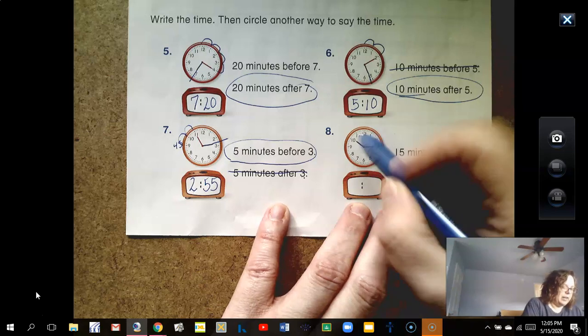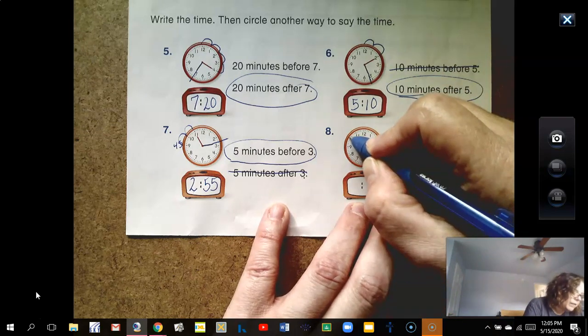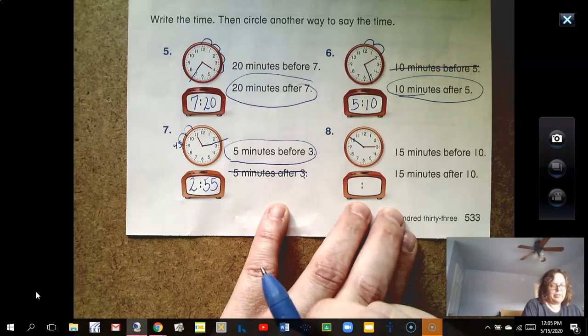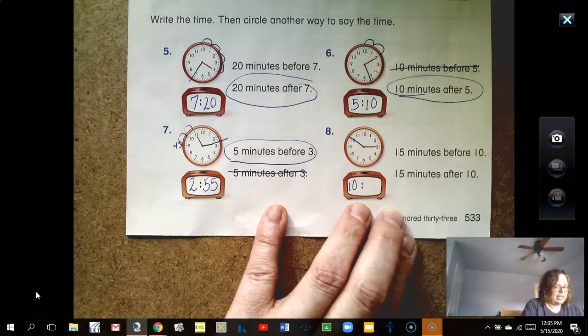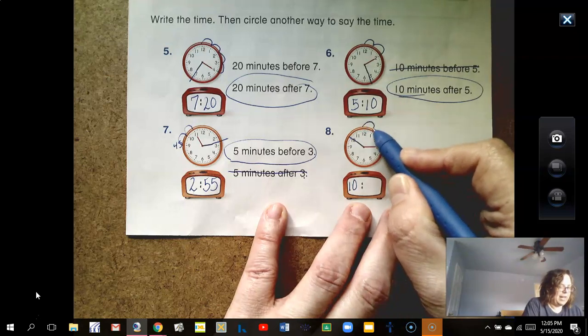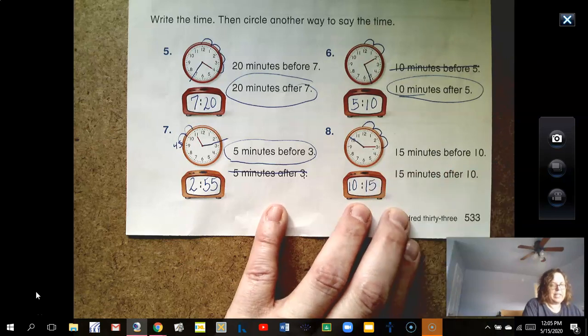All right, so let's do the hour hand. So it is just a little after the 10. It has not reached 11, so we know it's 10 something. Let's start here and count by 5s. 5, 10, 15. So it is 10:15.